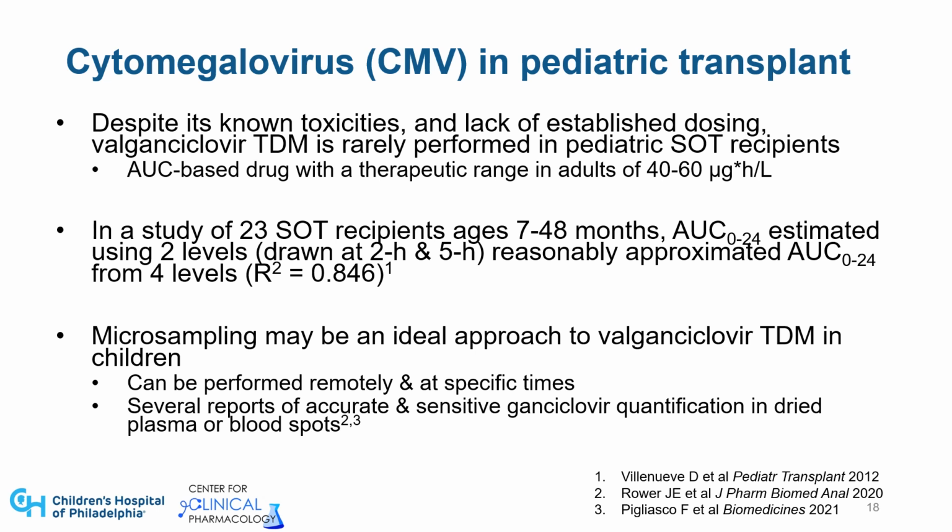But a trough sample or a single sample is unlikely to be fully informative. And so microsampling may be an ideal approach to valganciclovir TDM in children, and it's an avenue that we're currently investigating. The advantage of microsampling in this setting is that it can be performed remotely, and since multiple samples would need to be collected, it can also be used to collect samples at specific times. And there are several reports of accurate and sensitive ganciclovir quantification in dried plasma and blood spots, and so we're looking into the utility of VAM sampling for valganciclovir TDM.